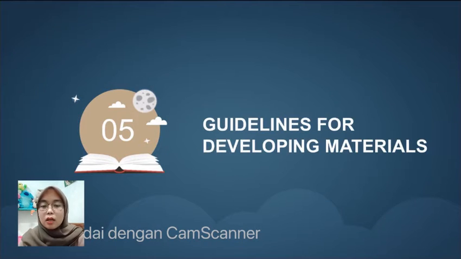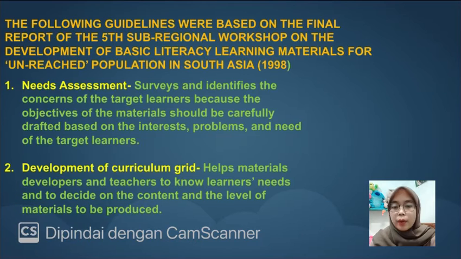The next material is about guidelines for developing materials. The following guidelines were based on the final report of the 5th sub-regional workshop on the development of basic literacy learning materials for unreached population in South Asia. First, need assessment surveys and identifies the concerns of the target learners, because the objectives of the material should be carefully drafted based on the interests, problems, and needs of the target learners. The material that teachers teach should be appropriate with students' needs.